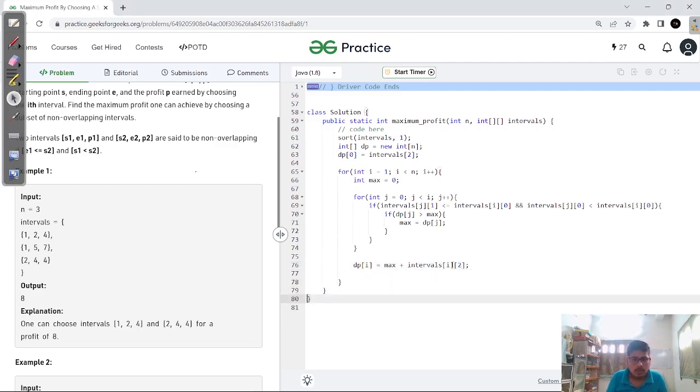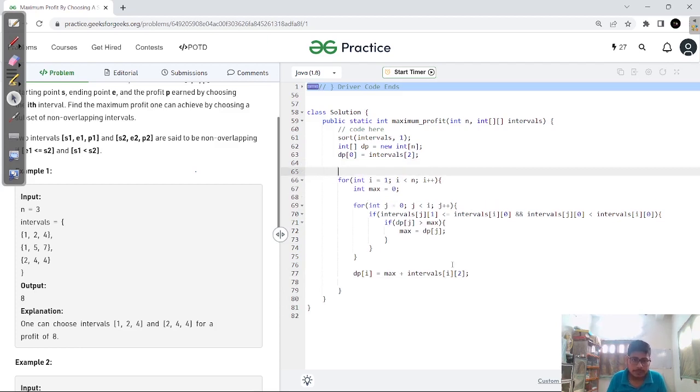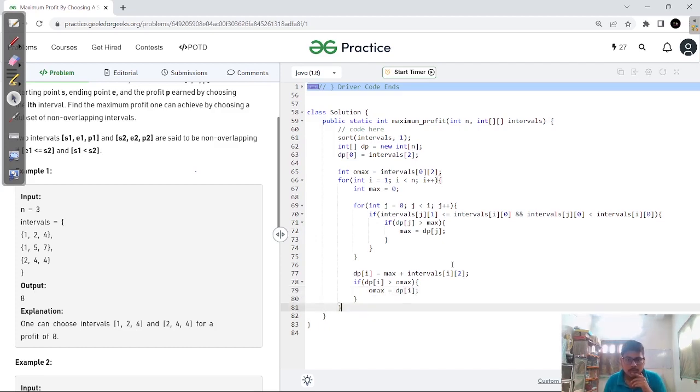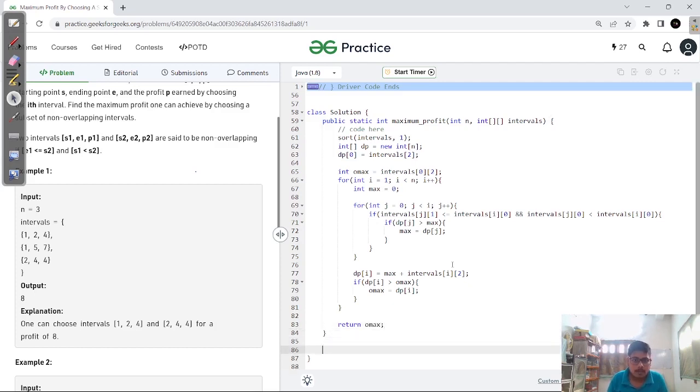And I will create an original max. I have to compute the total maximum value of the dp array. This is my original max, which is initially intervals 0 2. Okay, so let us keep the first value as my maximum. If this dp i is greater than my original max value, then I will update it. Alright, and then I will just return original max. Now let's create the sort function.